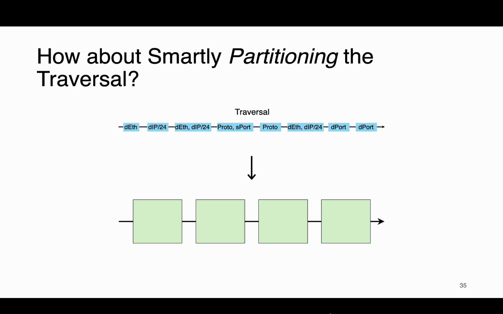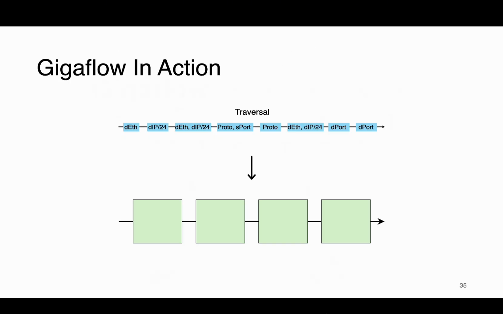Therefore, we need to rethink caching, but instead of mapping a single large table, we map traversals into multi-table pipelines of smaller tables. For this, we need to partition the original virtual switch pipeline into different sub-traversals. How does Gigaflow do it? Well, let's see Gigaflow in action.